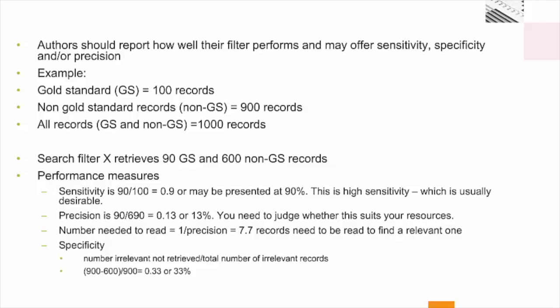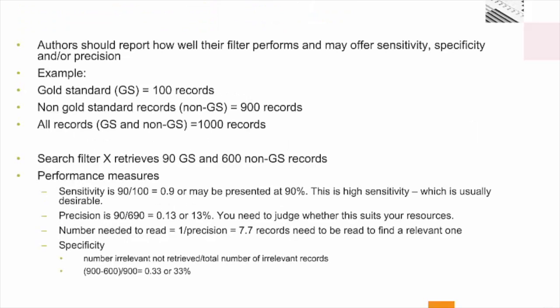And I've given you specificity at the bottom. I don't personally find specificity a very useful measure, but specificity is the number of irrelevant records successfully not retrieved. So the reason I've given you this here is to show you that the specificity of this filter X was 33%. So it didn't retrieve 300 irrelevant records. I don't know that many people find that very helpful.